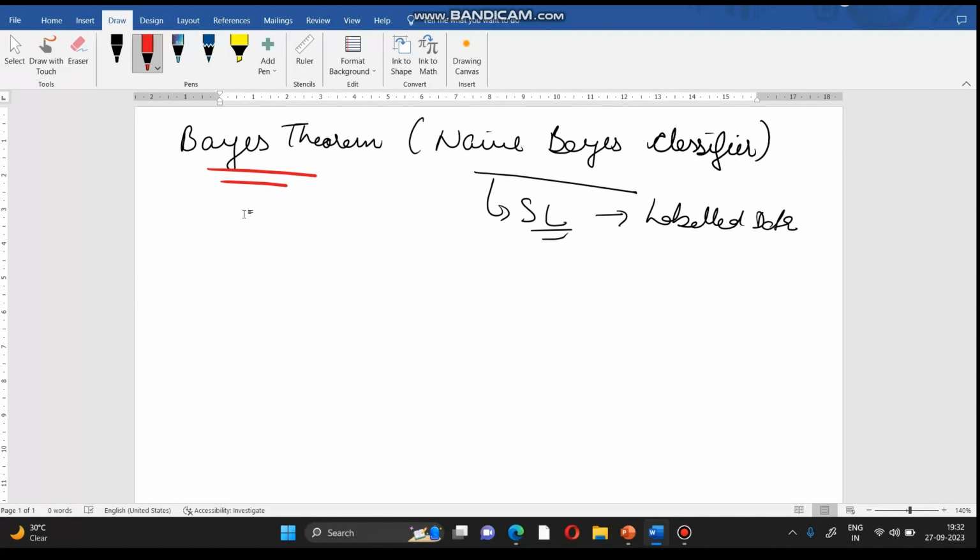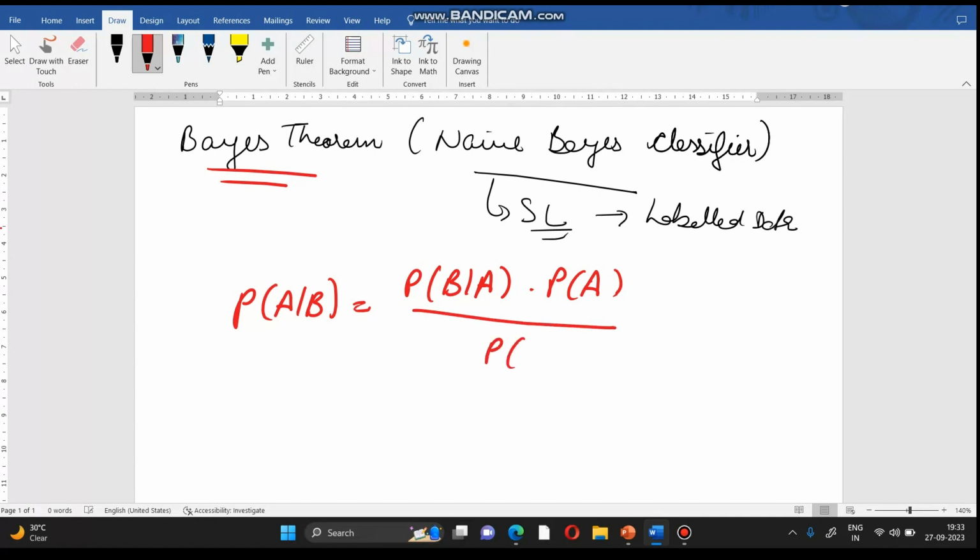Basically when we talk of Bayes theorem, it works on prior probability and posterior probability for classification. So we know that we have an equation in Bayes theorem. That equation is written like this: P of A given B equals P of B given A into P of A, divided by P of B. Now let's discuss what it means.